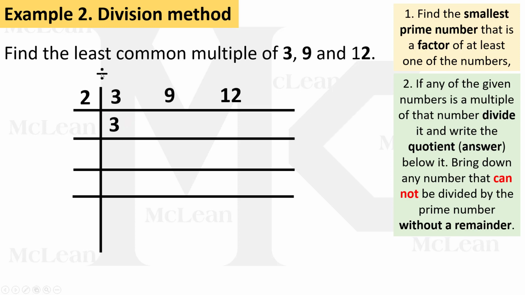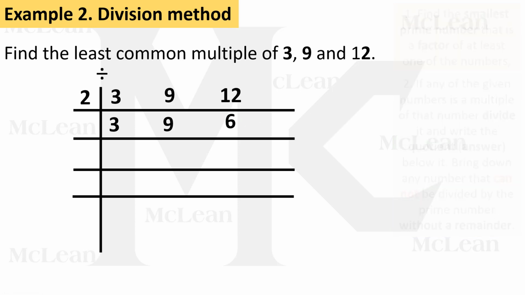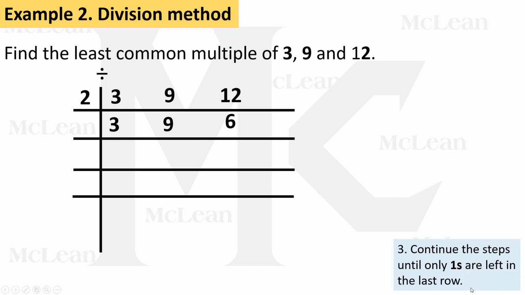Can 9 be divided by 2? No, can't. So bring the 9 down. Can 12 be divided by 2? I can hear you saying yes. Yeah, 2 into 12, or what can I multiply by 2 to get 12? The answer is 6. So we continue. As it says, continue the steps until there are ones left in the last row. We divide by 3, again another prime number. So can we divide 3 by 3, or 3 times what is 3? 3 times 1 is 3. So we bring the 1 down.